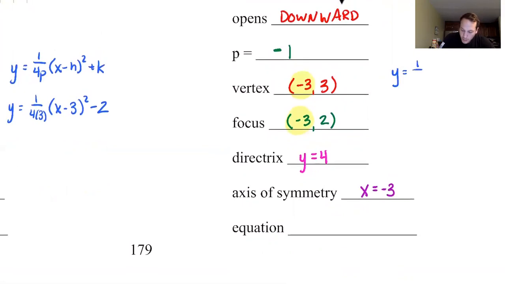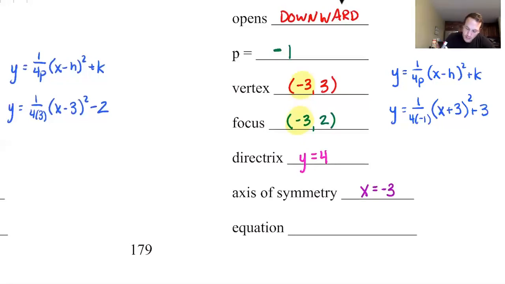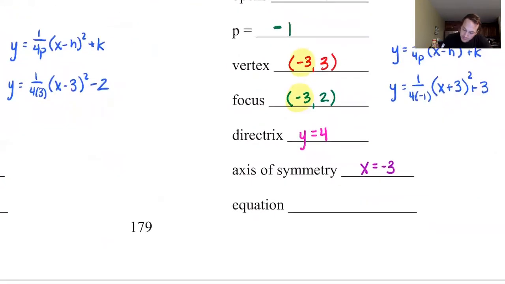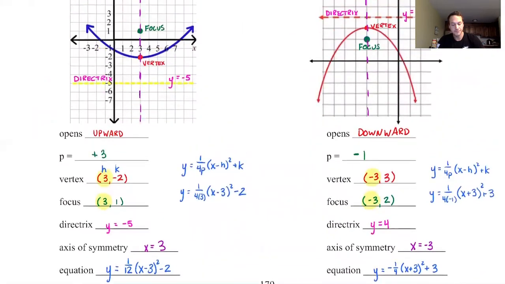In your equation over here, let's see if we can figure this one out. Again, we have y equals 1 over 4p times (x minus h) squared plus k. 1 over 4 times negative 1, (x plus 3) squared plus 3. Just make sure you're taking the vertex point, not the focus, when it comes to writing it. Let me make sure I did that over there. Good. And then we have y equals negative 1/4. 4 times negative 1 is negative 4, so that changes that fraction to negative 1/4. (x plus 3) squared plus 3.